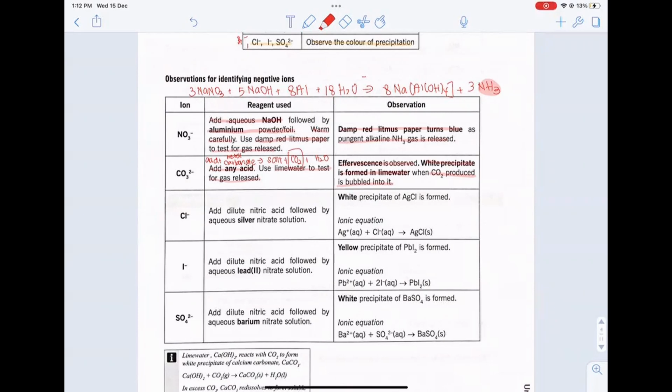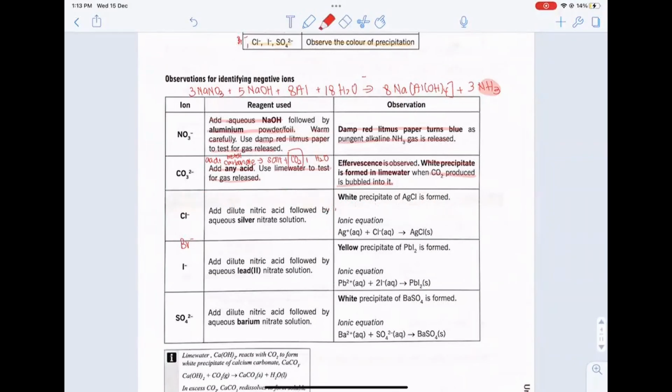Next, chloride, bromide, and iodide. These three are linked because all three of them are halides. So what do you do? Firstly, you add dilute nitric acid. A lot of people might ask, why do I add dilute nitric acid? This is to remove any carbonate present, as silver carbonate will also give a white precipitate which will be rather misleading.